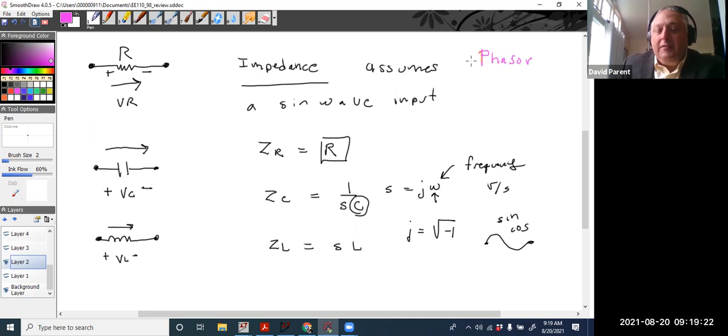Phasor analysis. But you can also take the Laplace transform of these current-voltage relationships and then take the ratio, and then you get these impedances. Now, the important thing about that one step is that I assume there's a sine wave with just one frequency. Now I can use impedances to analyze my circuits.